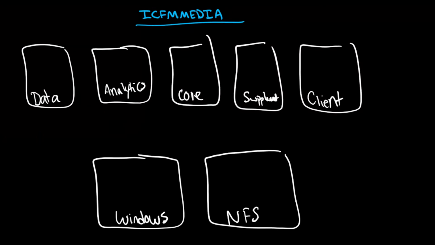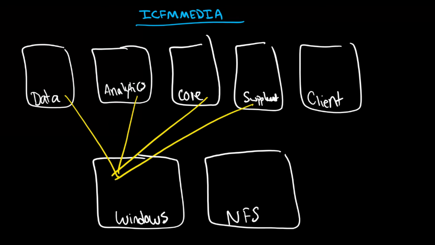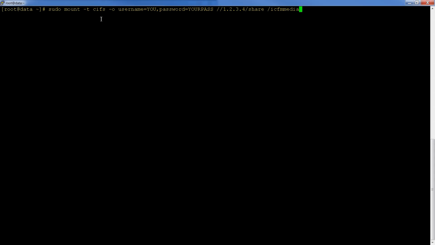So if you downloaded everything to the Windows machine, then all of these Linux machines need to connect over to it using something called CIFS or SMB, and that's a mount command, which I'll show you now. Okay, so I'm on the data machine. You can see I do a sudo mount. The -t is for type, CIFS. I do a -o to enter the username, type in your username and password, do a // and the IP address of the machine, the name of the share, and then this is critical, it has to be /ICFM media.